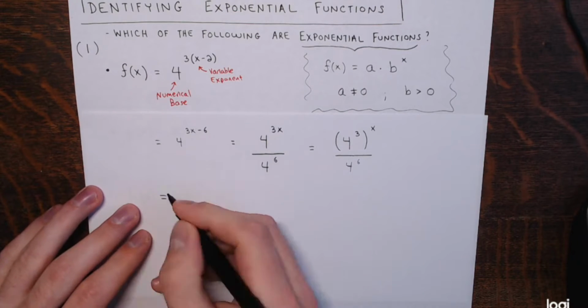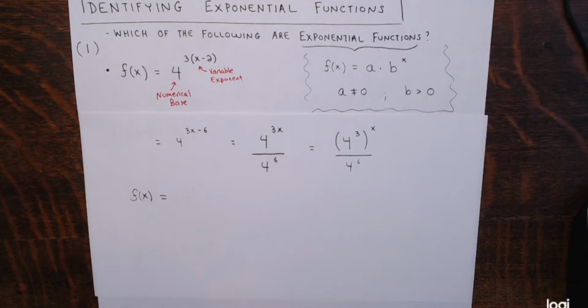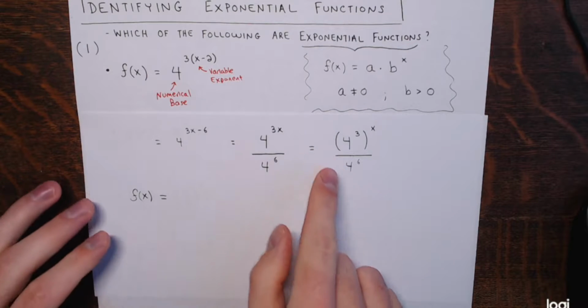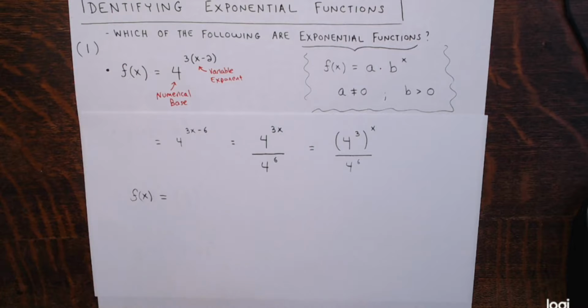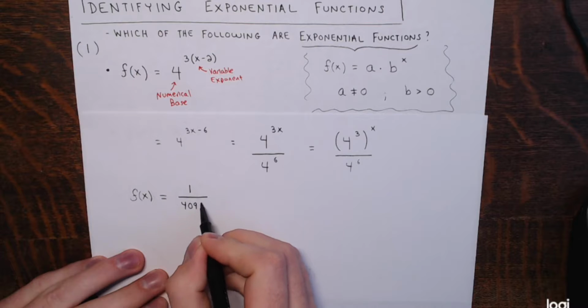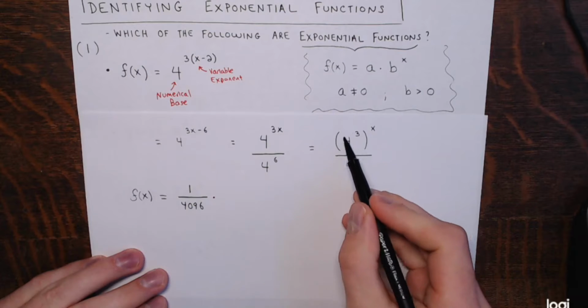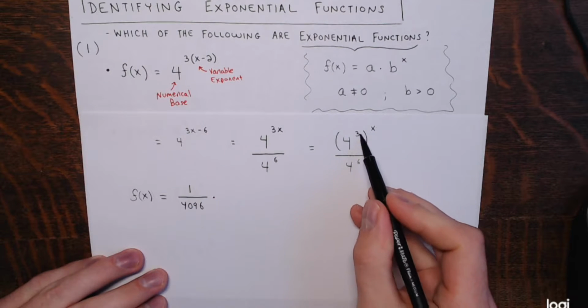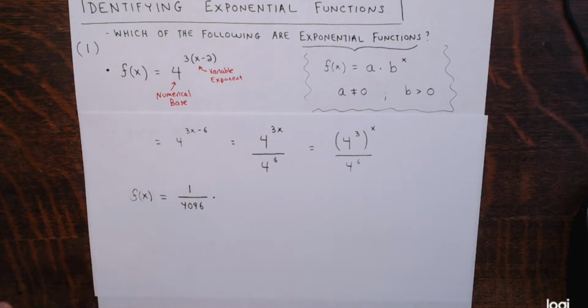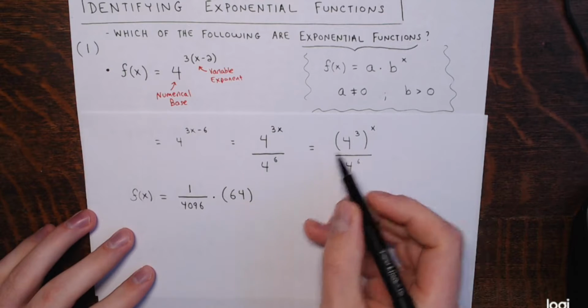So what we have here at the very end is this. f of x equals this 1 over 4 to the 6th power. That's going to be my initial value. 1 over 4096. All right, that's the 4 to the 6th power in the denominator there. Times, and then we have b to the x. 4 to the 3rd is also big. That's actually 2 to the 6th power. That's 64. All right, 64 is 4 to the 3rd power to the x.